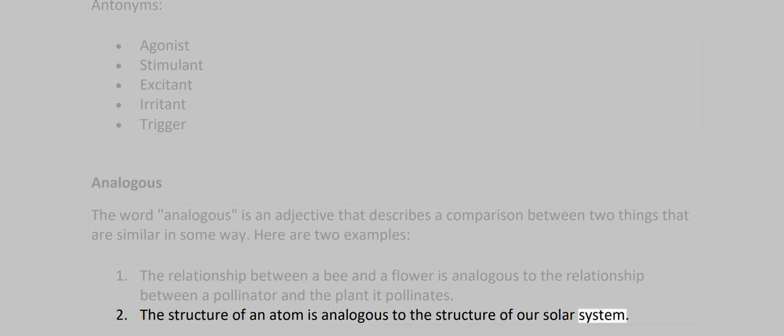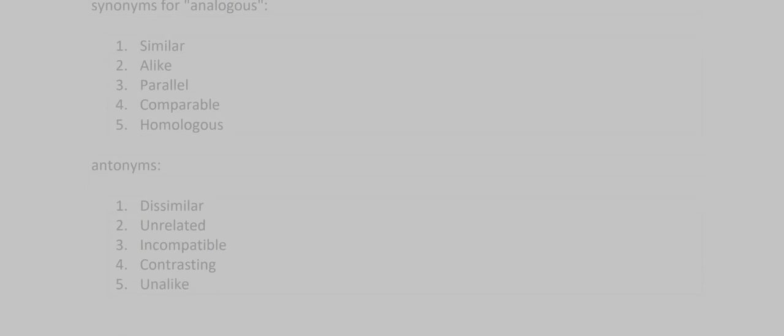Synonyms for analogous: 1. Similar to. 2. Alike. 3. Parallel. 4. Comparable. 5. Homologous. Antonyms. 1. Dissimilar. 2. Unrelated. 3. Incompatible. 4. Contrasting. 5. Unalike.